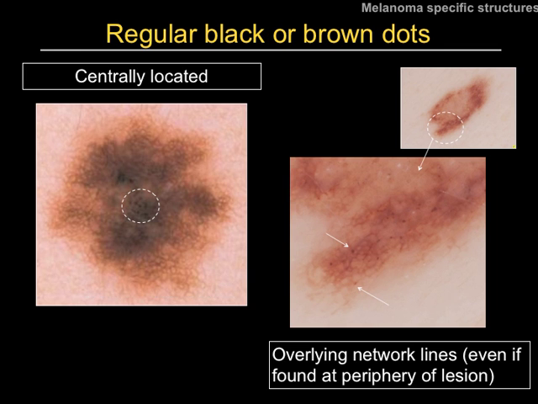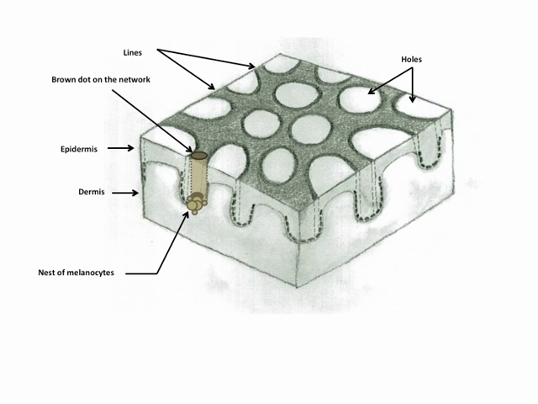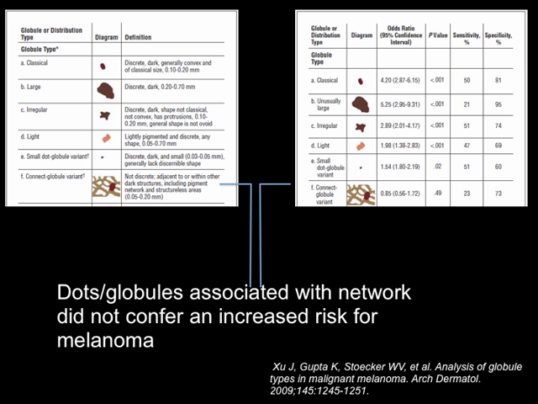Once again, regular dots are found in the center of an otherwise benign-appearing nevus, such as this reticular nevus on the left. In addition, dots overlying the network lines, as seen in the nevus on the right, are considered typical. Dots on the network correspond to melanocytic nests at the tips of reedy ridges, which is a feature commonly seen in benign nevi. The fact that dots on the network is associated with benign nevi is further corroborated by this study in the Archives of Dermatology, which showed that dots associated with a network did not confer an increased risk for melanoma.